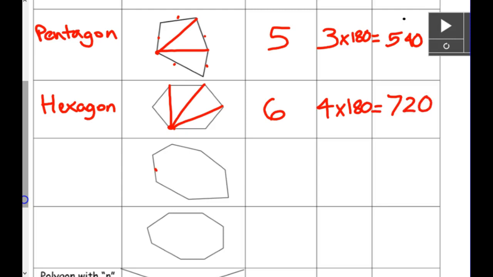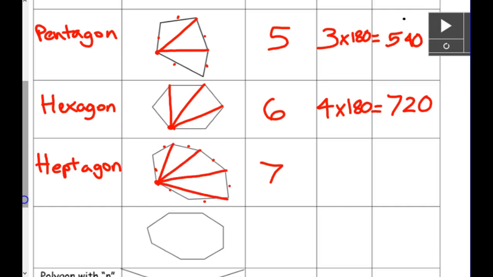This next one that has 1, 2, 3, 4, 5, 6, 7 sides, what do we call that? Heptagon. Okay? So hex is 6, hept is 7. Okay? And again, pick a vertex, draw all of your diagonals to that one vertex. Don't forget this one down here. It is a triangle. So I had 4 diagonals, which makes 5 triangles, and I'm going to write that right here. And again, to get my degrees, 5 times 180 gives me what?